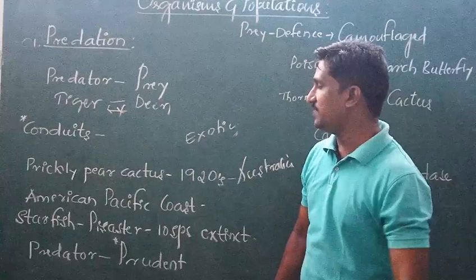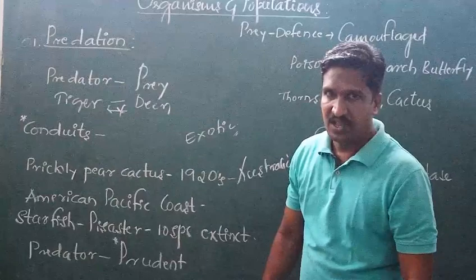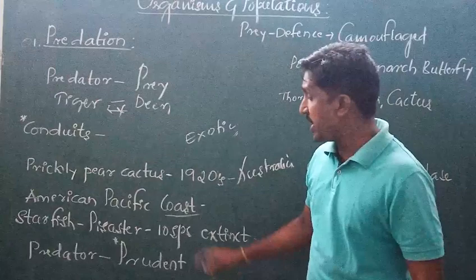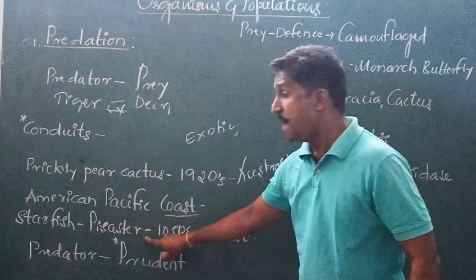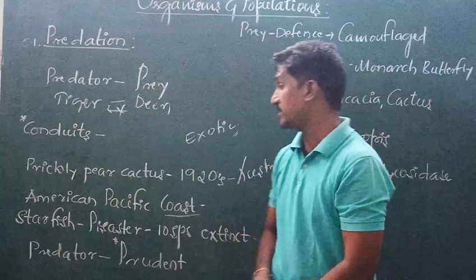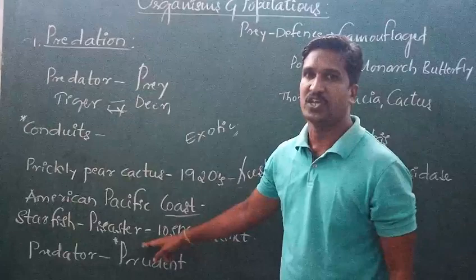The third one is that in the American Pacific Coast, the Pacific Ocean is there, you know very well. And on that coast, they have a type of starfish, and the name of that starfish is Pisaster starfish. These Pisaster starfishes were removed from that area.